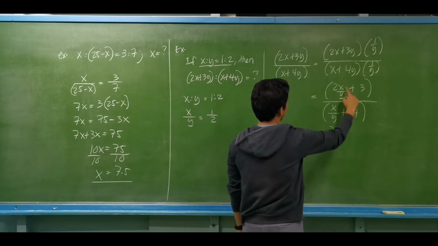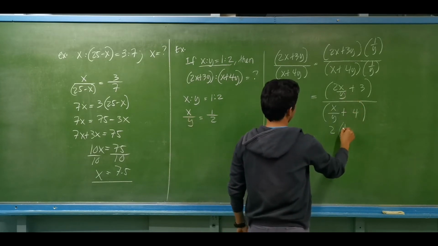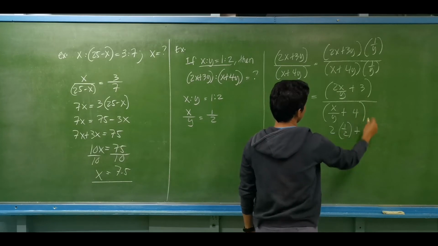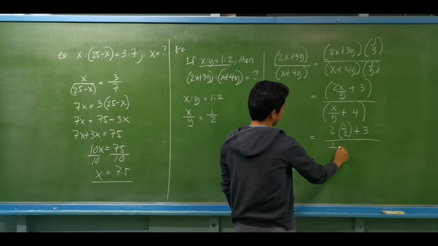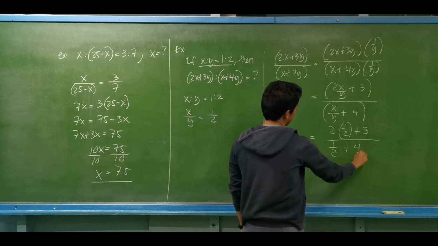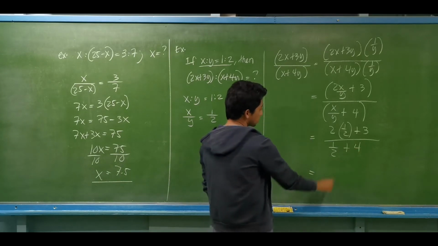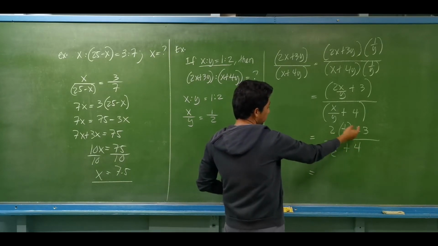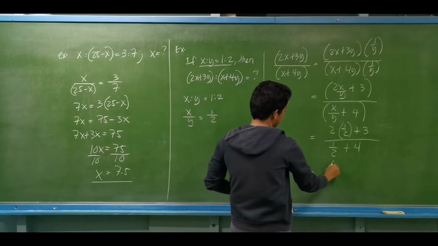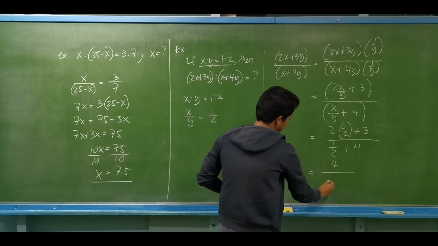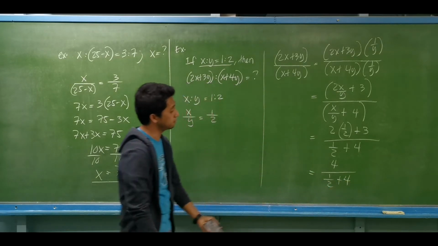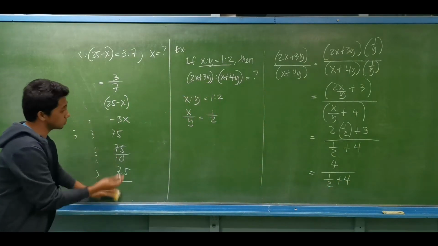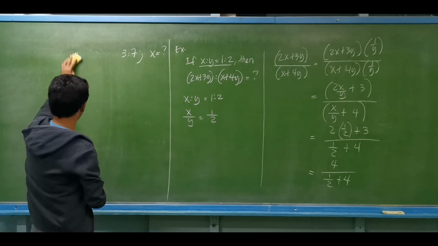This is now 2 equivalent of x over y is 1/2 plus we have 3, divided by x over y is we have 1/2 plus 4. So we may simplify. This is the same as 2 over 2, 1 plus 3 we have, this is 4 divided by 1/2 plus 4. So we may still simplify the denominator.